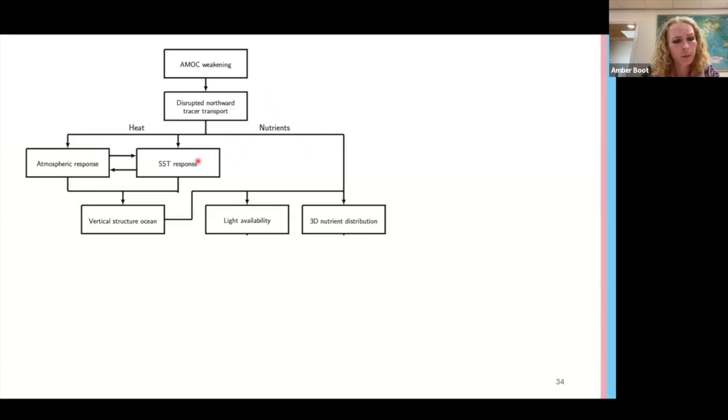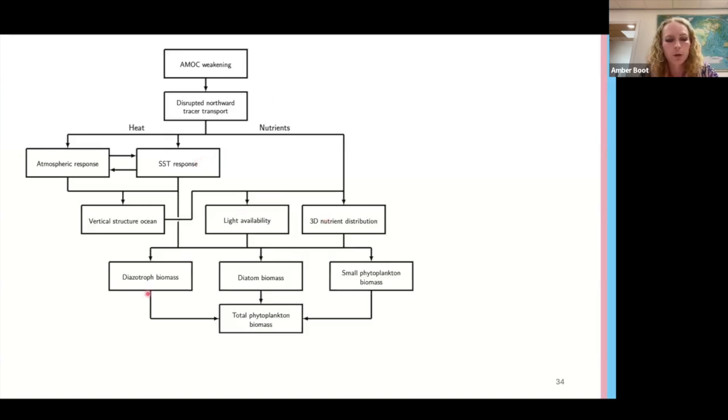Now, both the temperature, light, and nutrient response influence what happens to our phytoplankton groups. And it really depends on the region and which response is dominant. This is also what makes this so incredibly complex and difficult to figure out what's happening, because these are all nonlinear responses, basically. And then this all happens in our ESM.